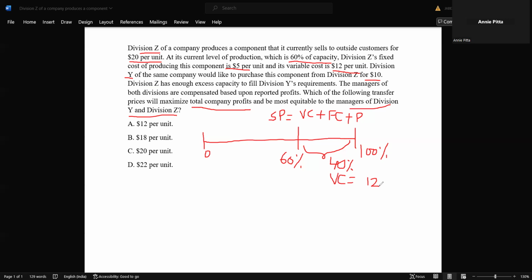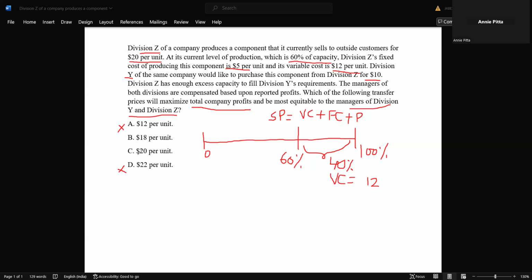Now the question is talking about when it will be profitable for the total company, for division Z and division Y. All 3 entities should be benefited by the transfer price. So $12 is not at all an option because $12 will not be profitable for division Z. $22 should also be ruled out because even if division Y purchases from the outside market, they would spend only $20. So now the choice is between $18 and $20.